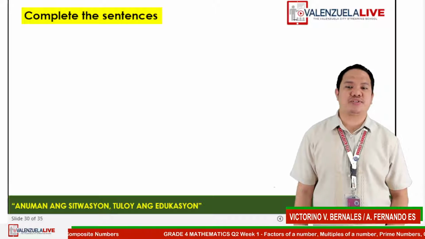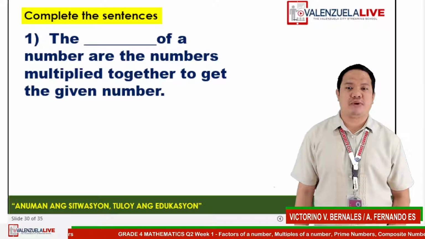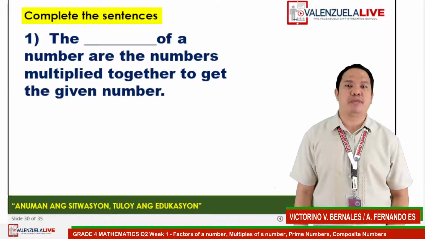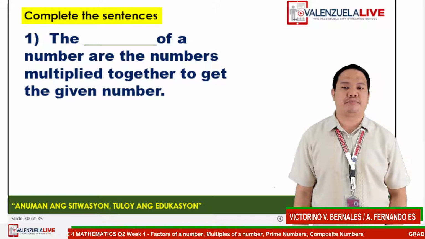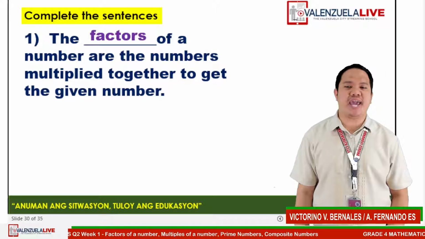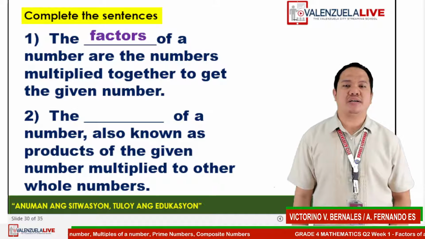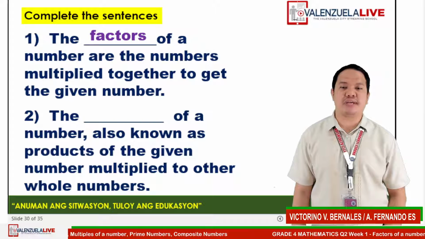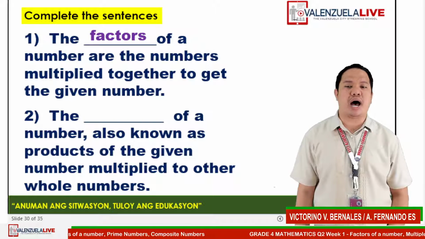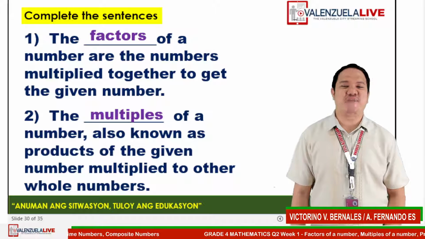To sum up our lesson for today, I want you to provide the missing item in each sentence. For number 1, the blank of a number are the numbers multiplied together to get the given number. What do you think it is? Okay, great. The answer is factors. For number 2, the blank of a number, also known as products of the given number multiplied by other whole numbers. The answer is multiples.